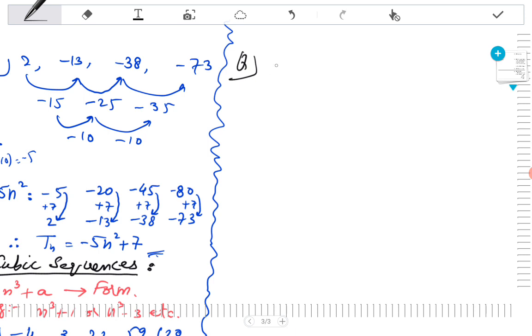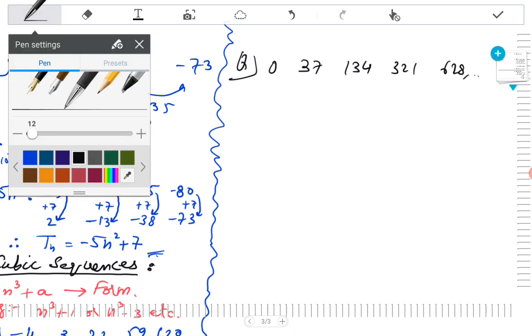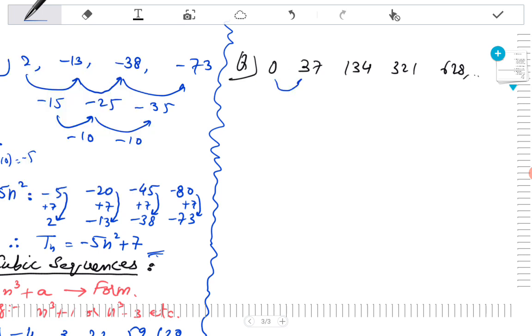Find the nth term of the sequence 0, 37, 134, 321, 628, and so on. And we have to find the formula for the nth term. In this kind of question, you have to always try the same way as you studied in the previous examples. First of all, we check the differences.